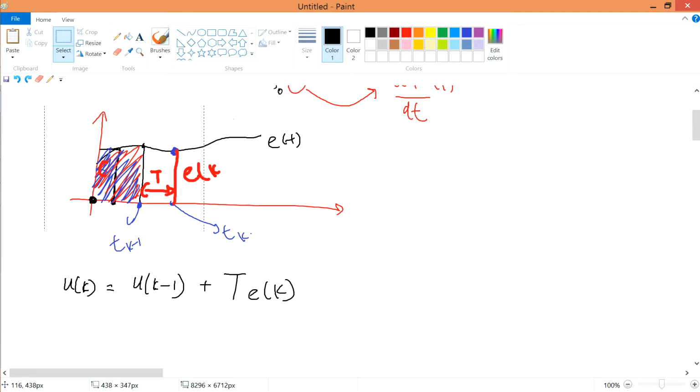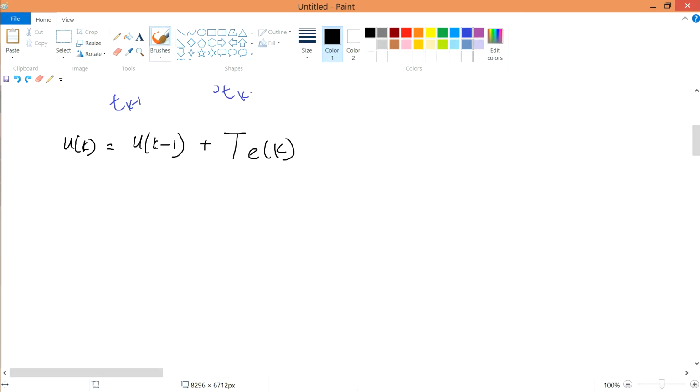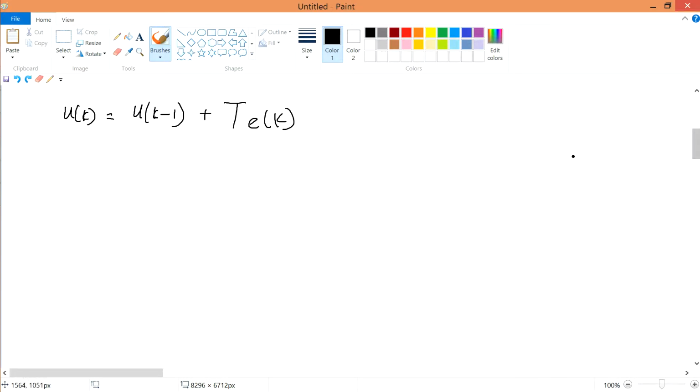So I hope that this is pretty clear for you up to this point. And therefore we can know that this equation works, right? Because we have used the example to explain to you. So therefore, using this, we can derive our forward Euler's formula.